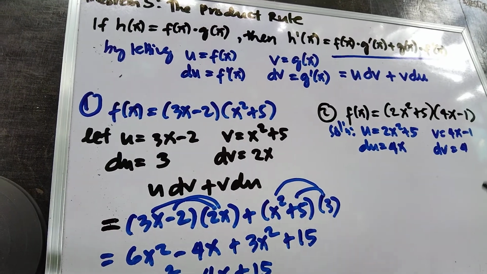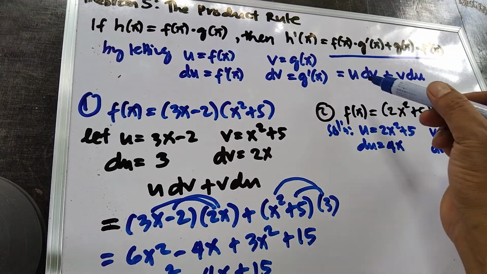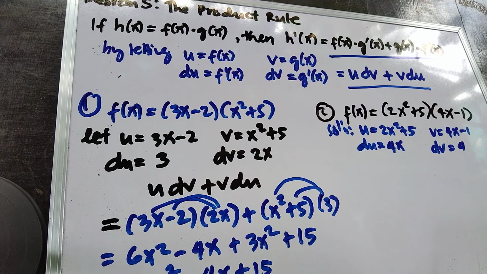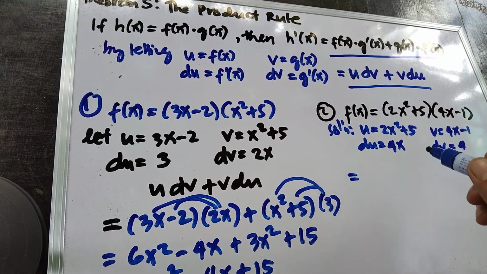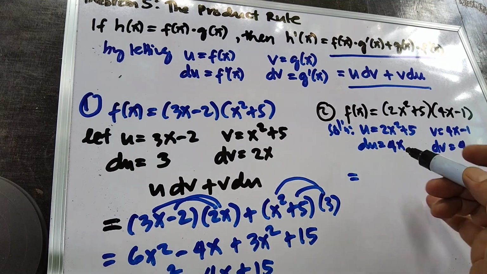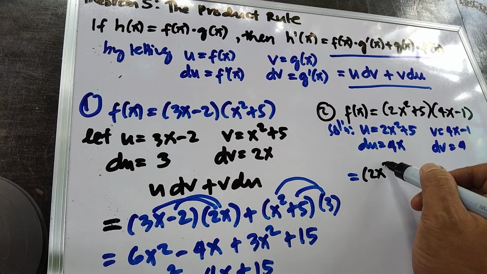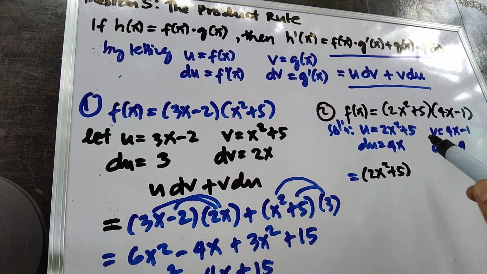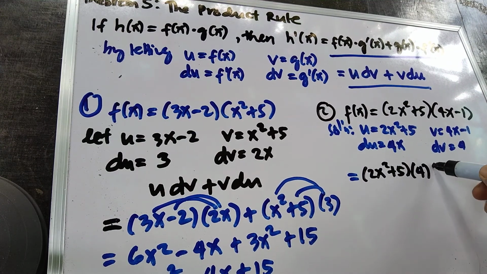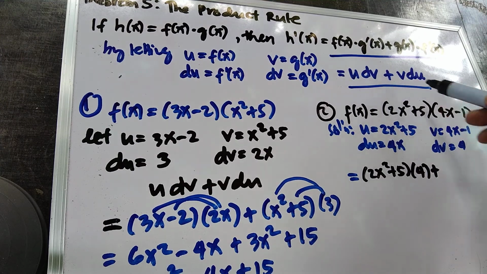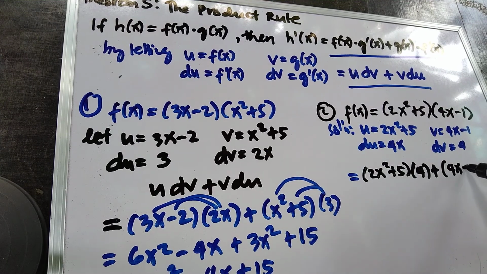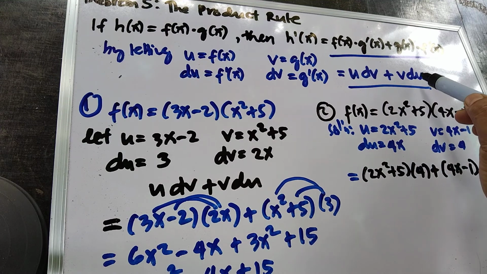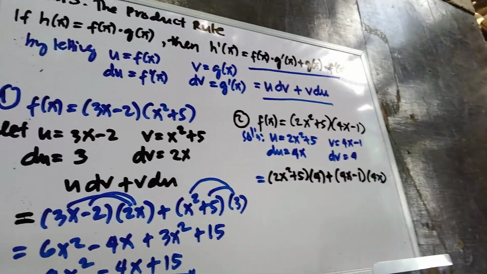Now, simply substitute these values to this formula, u dv plus v du. So you have here, your u is 2x squared plus 5. Your dv is times 4 plus, what is the value of your v? 4x minus 1. Then the value of your du is 4x. Okay, that's it.